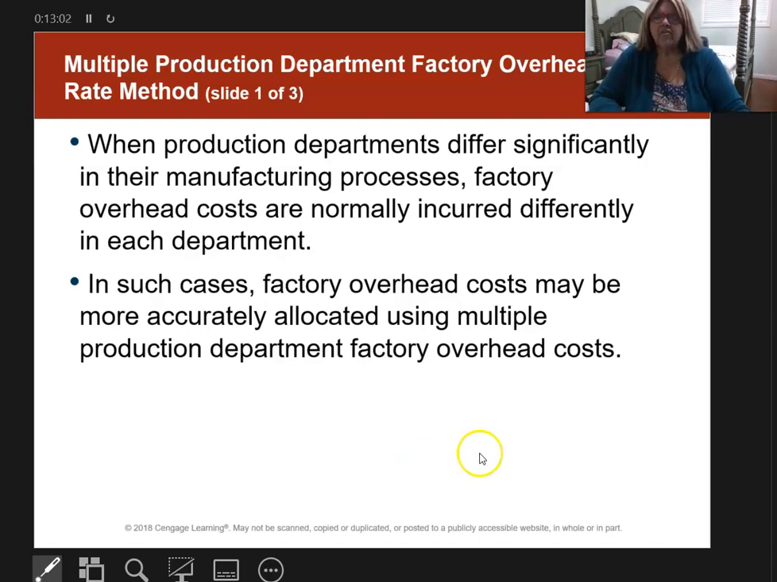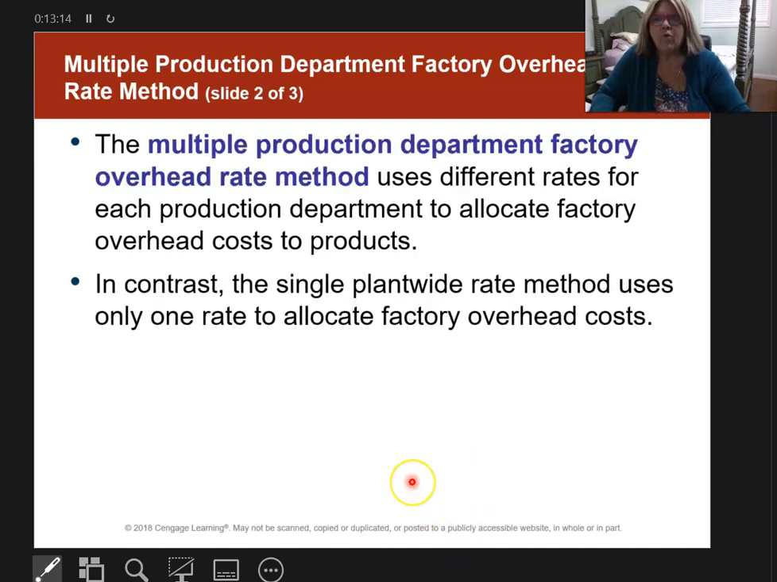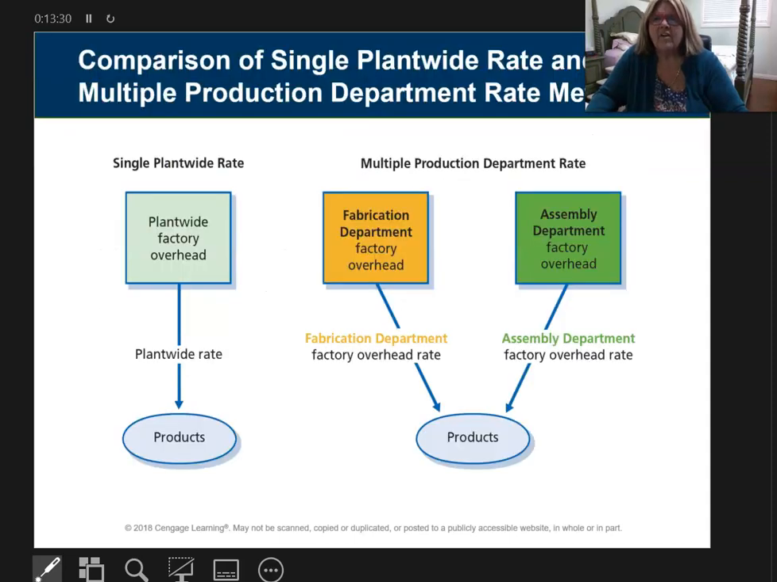So now on the next video, we're going to take the same concept and do what we call a multiple production department factory overhead allocation. It's the same as the single plant-wide, except I'm going to have more than one production department, and you'll see that on the next slide. Single plant-wide rate uses only one rate, whereas here I'm going to have more than one rate depending on what the department is. So here we go.